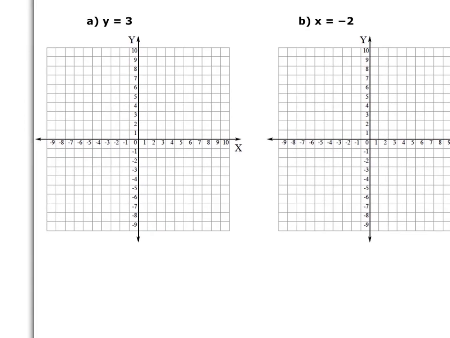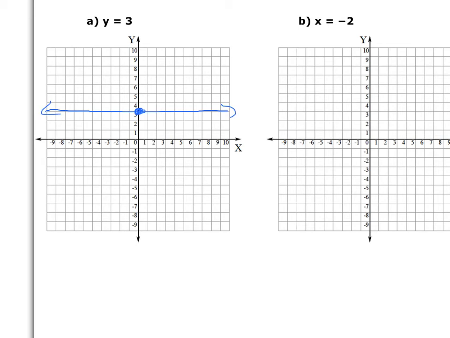You don't have to worry about a table here because there's no table to make. Anywhere where the value of y is equal to 3, well, we know y is equal to 3 right here, and everywhere else where y is equal to 3 will be along this horizontal line. And that's your answer. You don't need to make a table for these. These are the easiest ones on your homework.